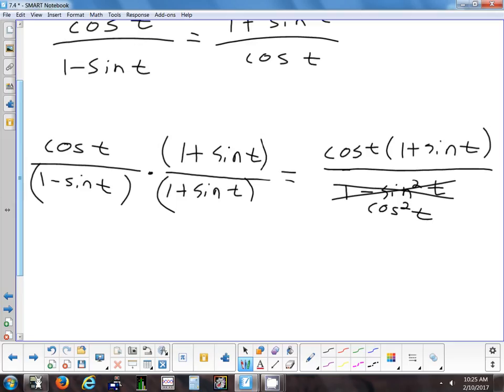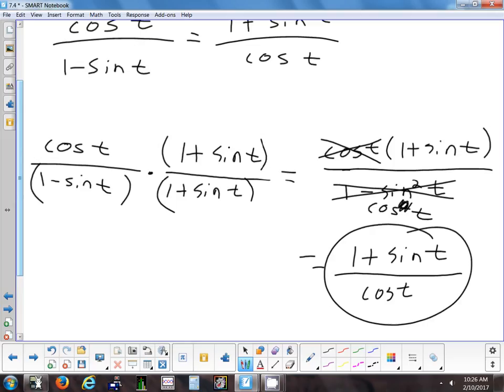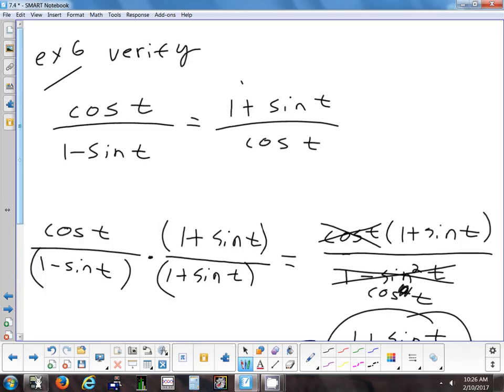Now, does anybody see what I can do here? And this is why I said don't distribute it. Right, we have a 1 cosine in the top, we have 1 cosine in the bottom. Well, we have 2. But we can cancel 1 from the top, and we can cancel 1 from the bottom. So what am I left with in the top? 1 plus sine. And what's in the bottom? Just cosine. And if you go back up and look, 1 plus sine over cosine, that's exactly what we were supposed to get.